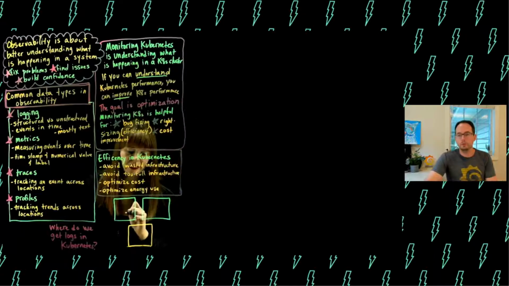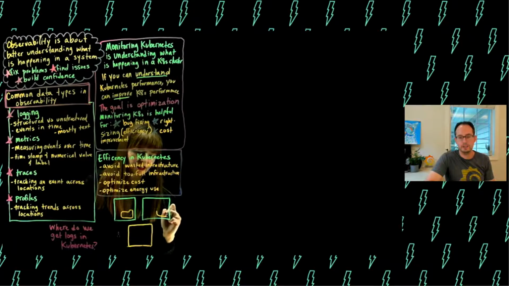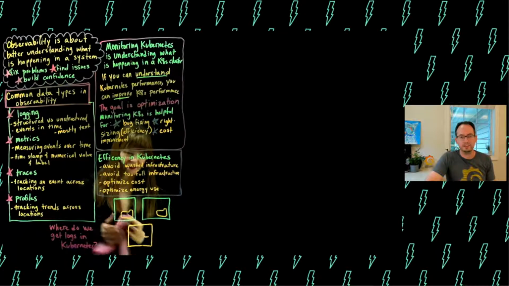So it doesn't matter if it's a worker or the control plane node. It's going to have its own directory that has logs in it. Yep, exactly. That's my terrible file system. No, those are great.